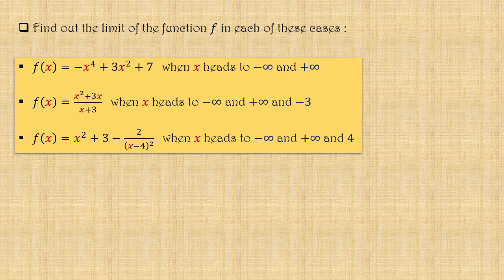And finally, in the third case, when the function f equals the rational function x squared plus 3 minus 2 over x minus 4 all square, and we have to calculate its limits when x heads to negative and positive infinity, and the number 4. So let's start by the first case, which is the polynomial function.